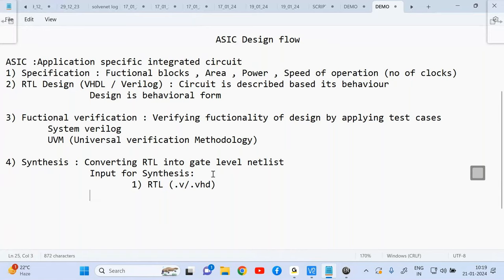The second one is the Liberty file, or library file. That is your .lib. The extension is .lib. What does the Liberty or library file contain? It contains timing and power information of standard cells.